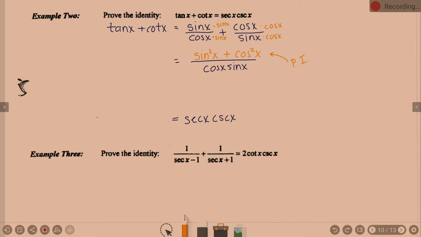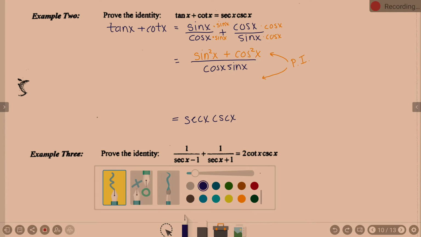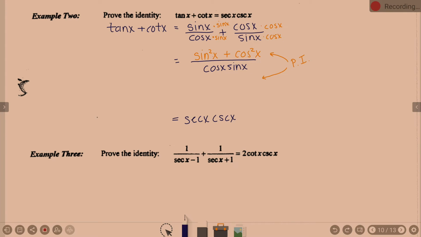Okay, guys, so what do we know here? Sine squared plus cosine squared is 1, so we have 1 over the denominator cosine x, sine x, which is equal to secant cosecant.